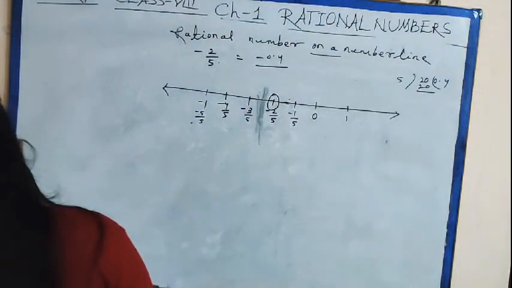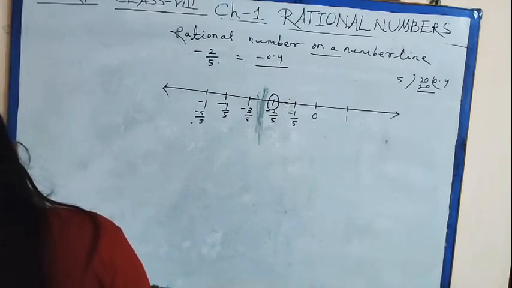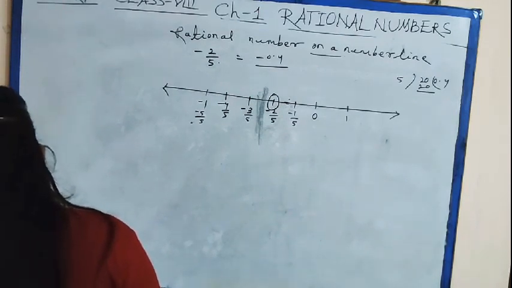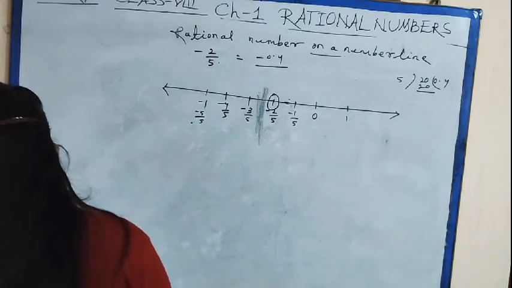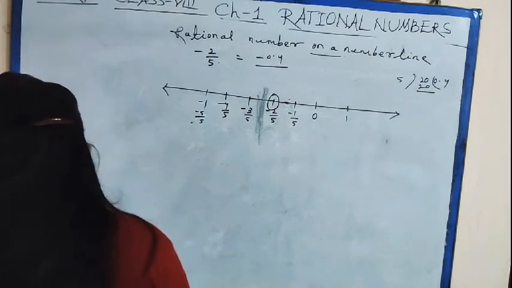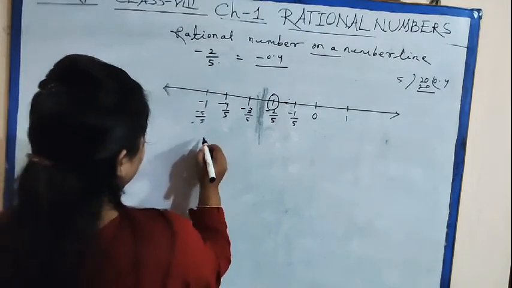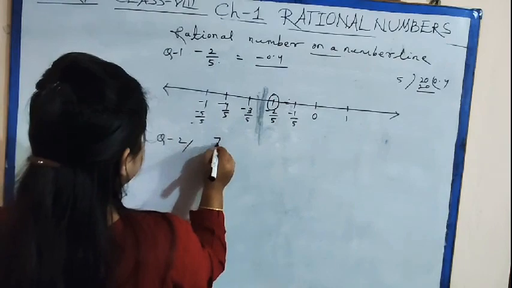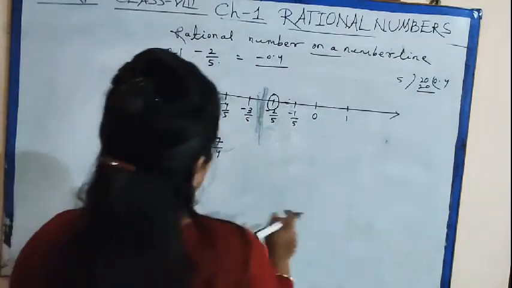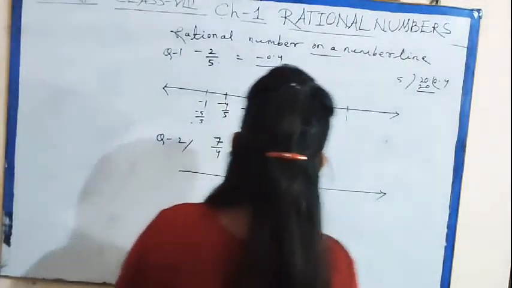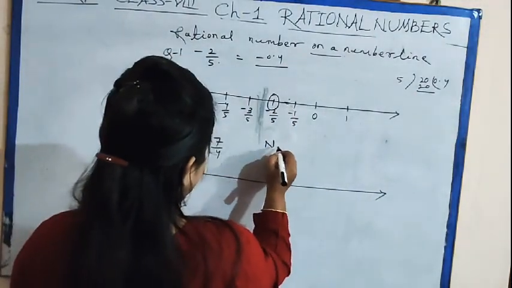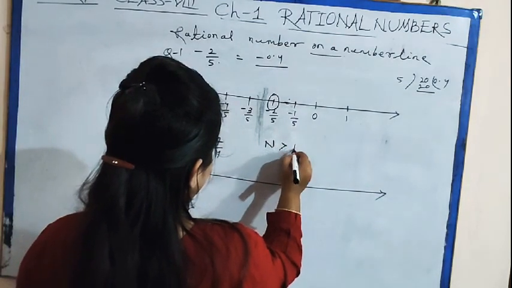Let us see another one. To discuss another, suppose 7 by 4. Okay, see 7 by 4. Next, question number 2. Suppose 7 by 4, we have to show on a number line. Here see, the numerator is greater than the denominator.